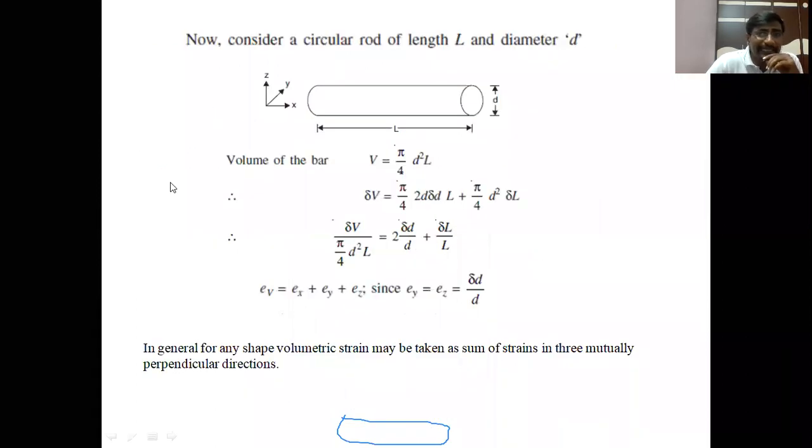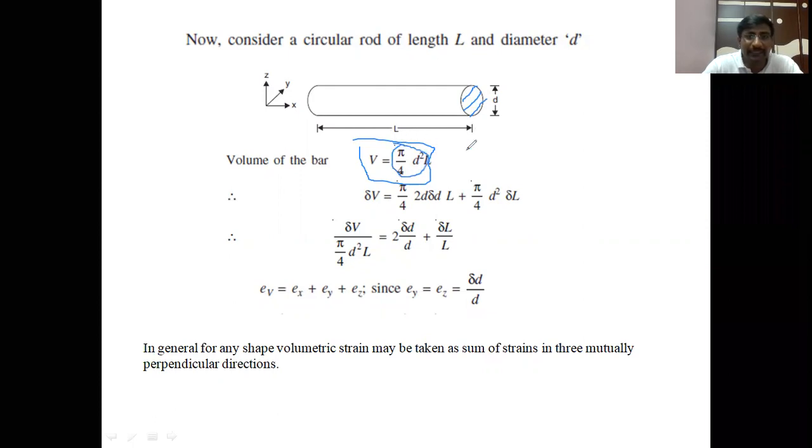Let us consider another example. Now consider a circular rod of length L and diameter D. The volume of this circular rod, V, equals area into length, that is the cross-sectional area into length. Cross-sectional area is pi by 4 d square.